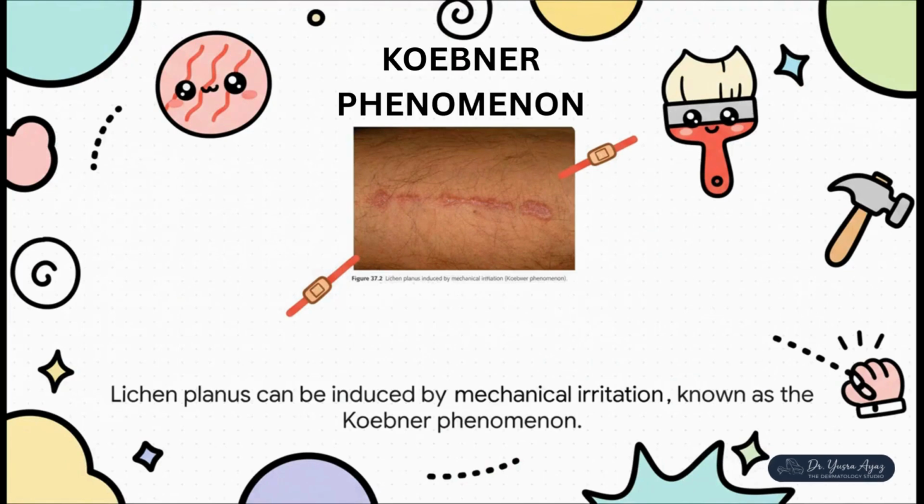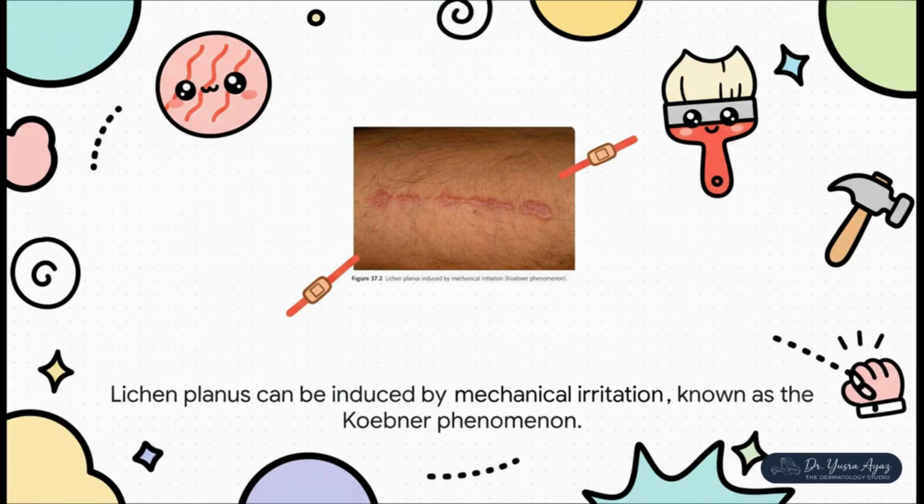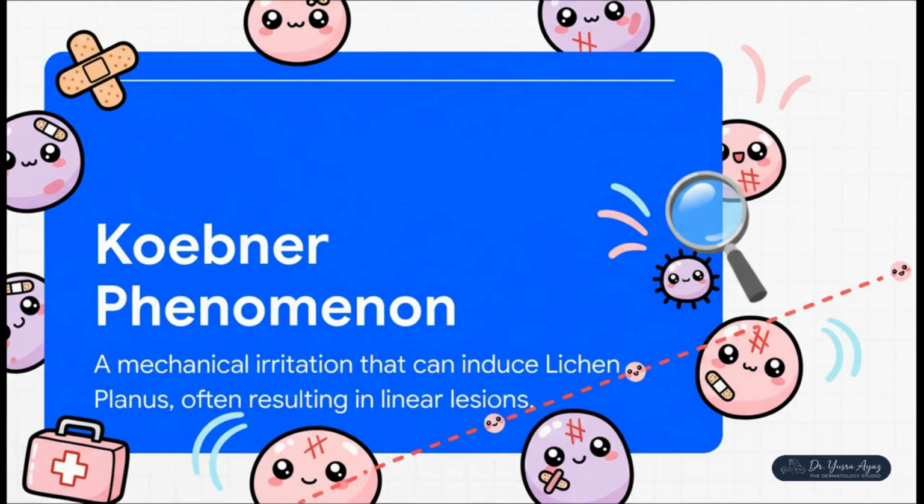Okay, take a look at this. This picture is a fascinating example of a physical trigger. See how those lesions form a perfectly straight line? That is absolutely not a coincidence. It's a direct response to some kind of physical irritation, like a simple scratch. And this reaction has a very specific name. It's known as the Koebner phenomenon. And what that means is, for a person who's already predisposed to a skin condition like LP, any little injury to the skin, a scratch, a scrape, can cause new lesions to pop up right on that spot. It perfectly explains why you sometimes see these lesions appear in a clean, straight line.